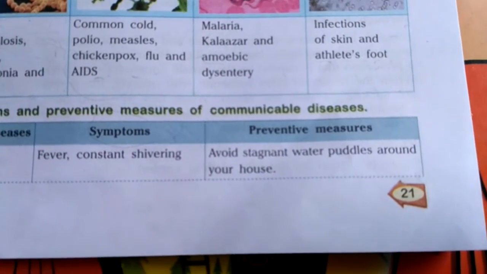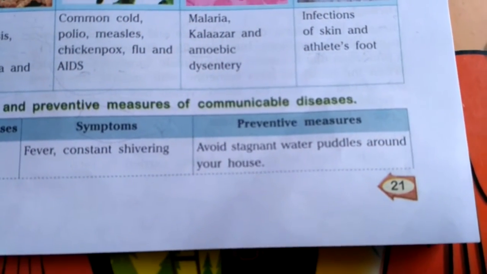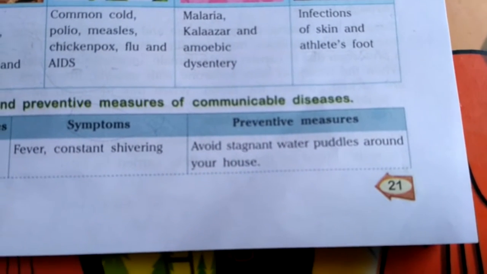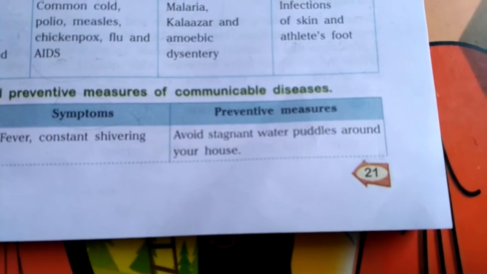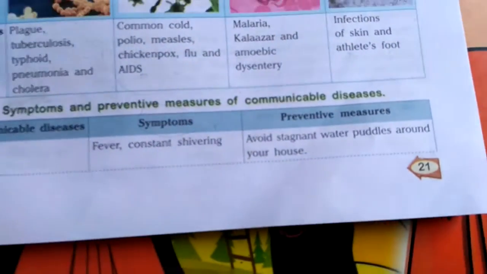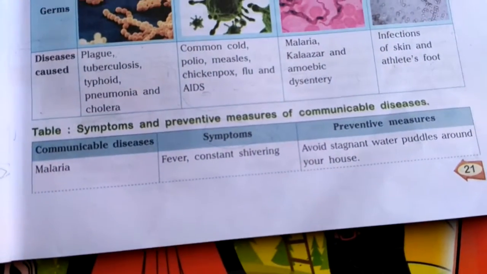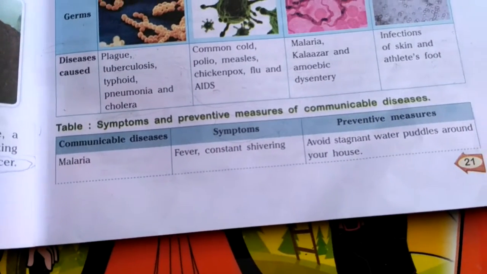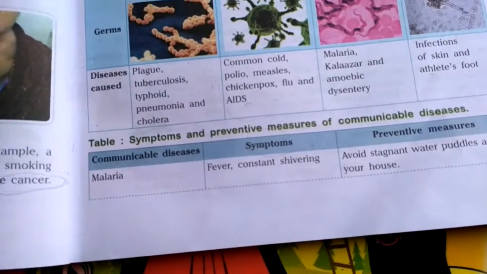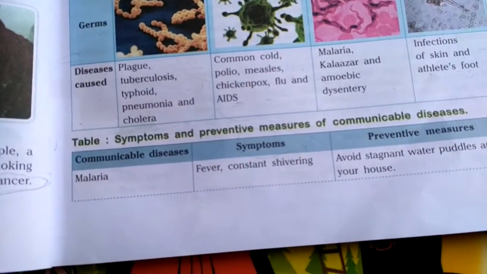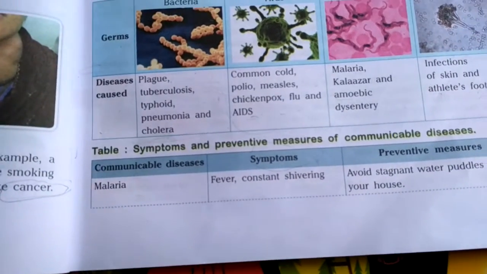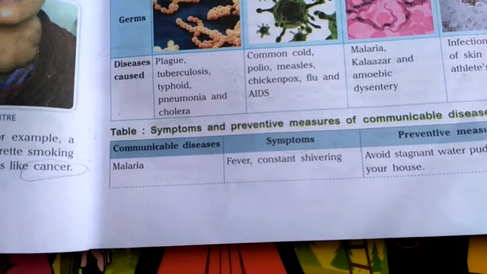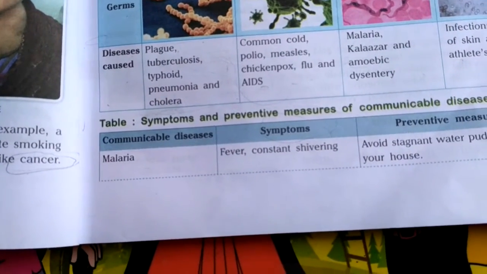What are the preventive measures? Avoid stagnant water puddles around your house. Even CM Kejriwal has launched so many campaigns, and you must have seen hoardings on the walls or on the poles saying don't let water collect in your cooler, in tires, in pots, or anywhere in and around your house, in your locality, in your society.